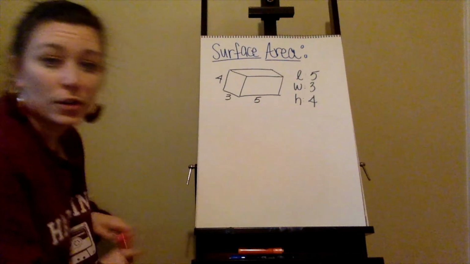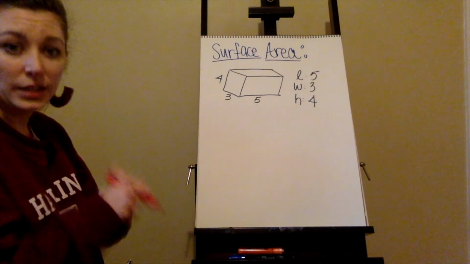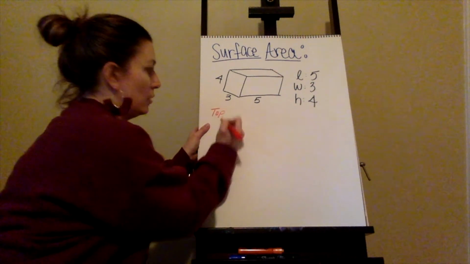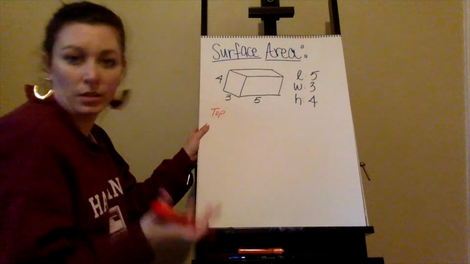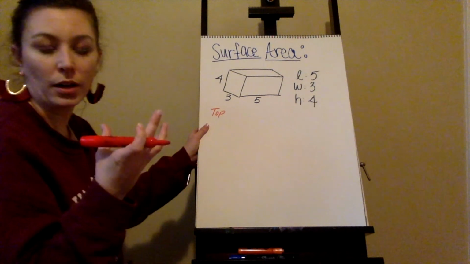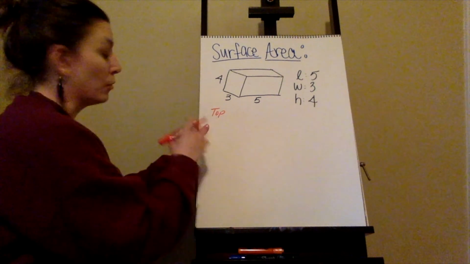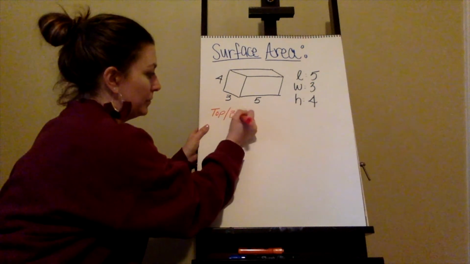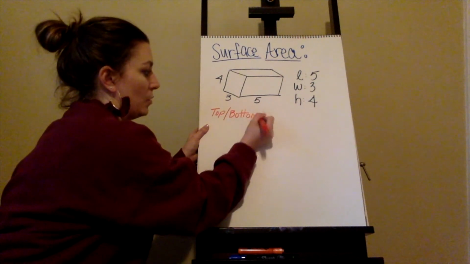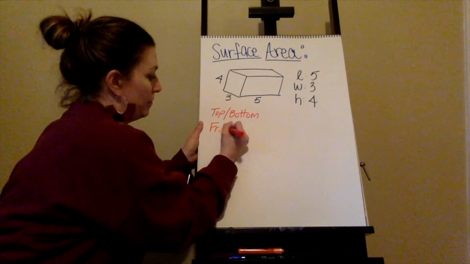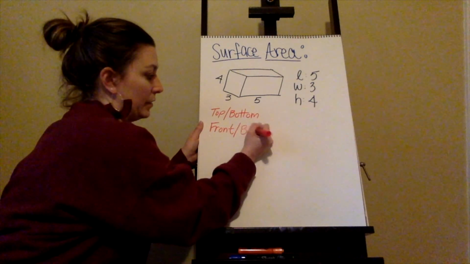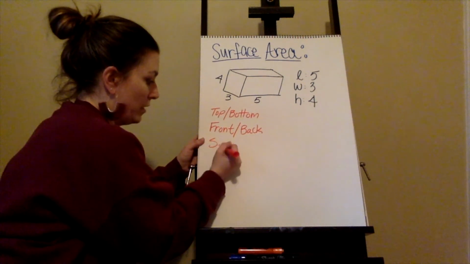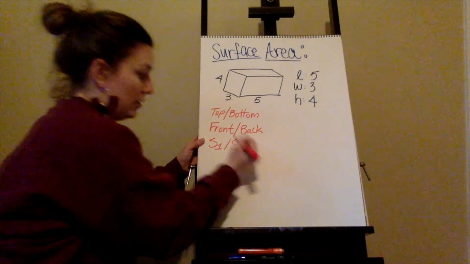So, the very first thing is we want to label our shapes. So we've got the top, which is a square. So obviously in a rectangular prism, all of our shapes are going to be rectangles. So we have the top and bottom. We have the front and back. And then we have side 1 and side 2.